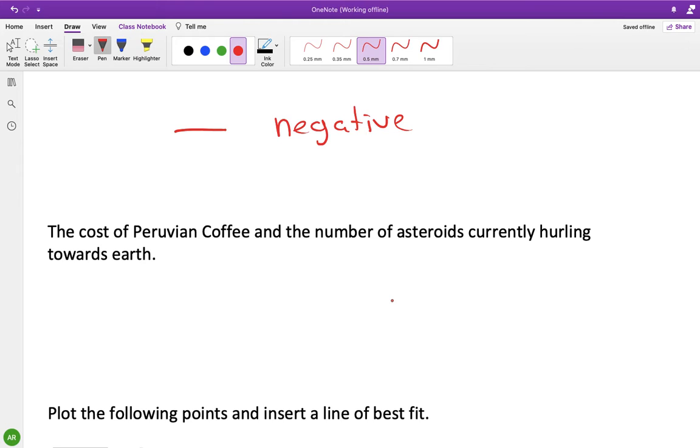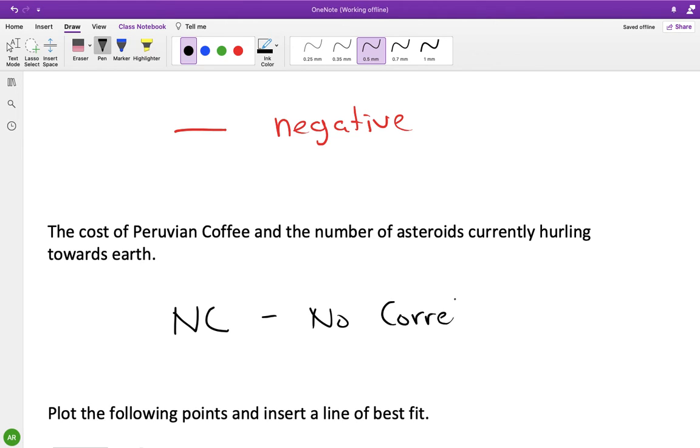The coffee price could go up to an infinite value or go down to essentially free, and asteroids currently hurling towards Earth and our impending death and destruction are unrelated. All right, so let's keep that in mind. This would be a no correlation, so I usually say NC, no correlation.